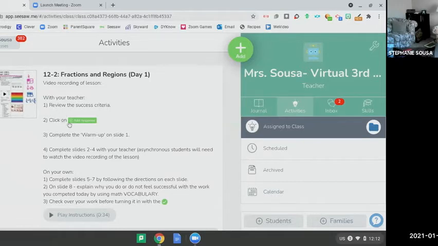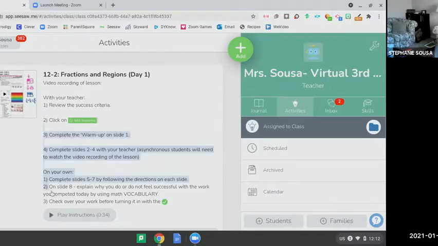Click on the add response. Complete the warm-up on slide 1. Complete slides 2 through 4 with your teacher. On your own, you will be completing slides 5 through 7. And on slide 8, you will be explaining with your vocabulary how you know you were successful. This is in the directions.